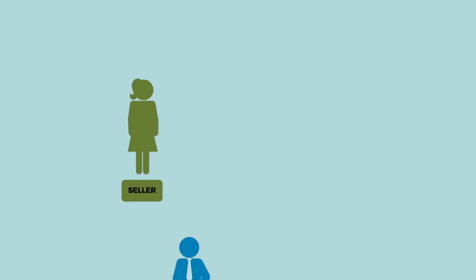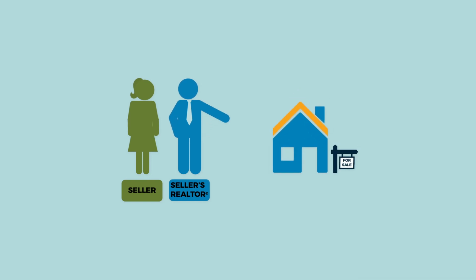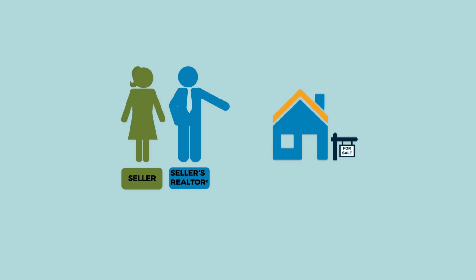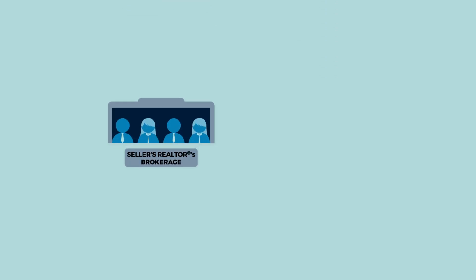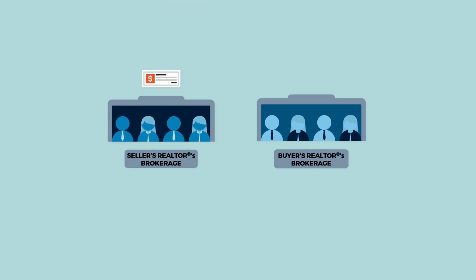Realtors provide valuable services to their clients. The contract sets out the remuneration payable by the seller for these services. As part of an MLS listing, the seller's realtor's brokerage will offer a portion of the remuneration to the buyer's realtor's brokerage, also known as a cooperating brokerage. This section of the contract sets out how the remuneration will be shared between the brokerages.